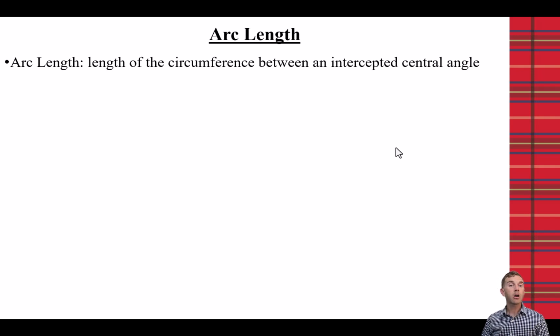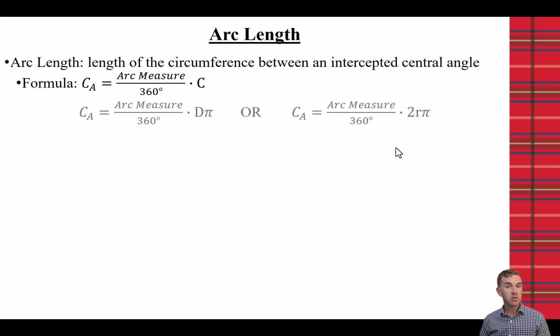And finally, let's talk about arc length. Arc length is the length of the circumference between a central angle. So when we think about this, the way we can write this is that the portion of the circumference that makes up the arc length is going to be equal to the arc measure over 360 times the overall circumference. In other words, it's a fraction of the total circumference. And just to remind you, circumference can either be written as diameter times pi, or that's equivalent to 2 times the radius times pi.